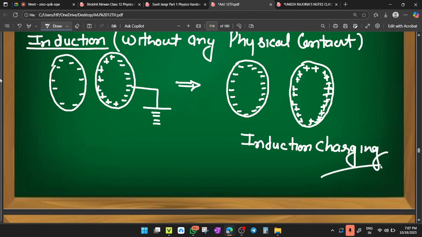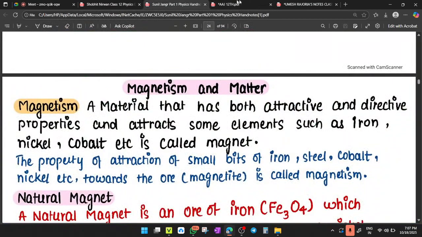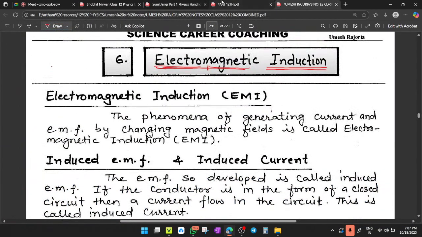So you have seen that there is no physical contact. In the same way, the name of this chapter is also electromagnetic induction, which means some type of induction will also take place in coming classes. Let us start with the definition of electromagnetic induction. It is quite simple.